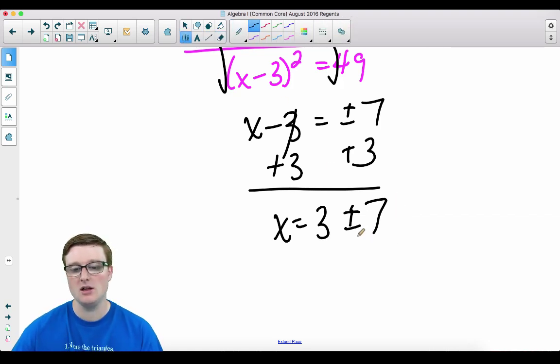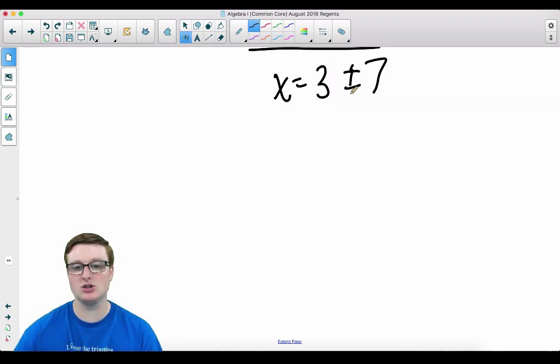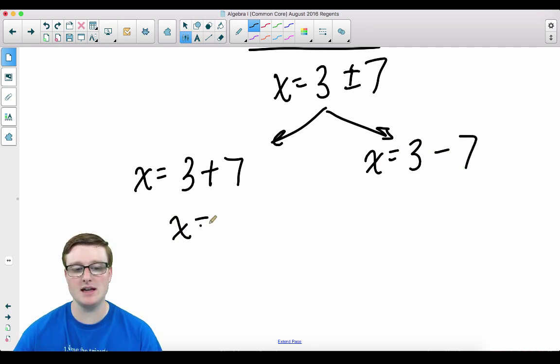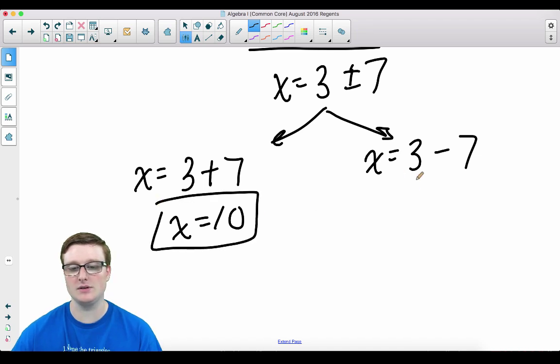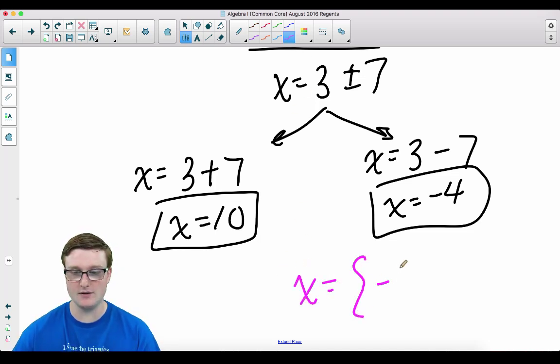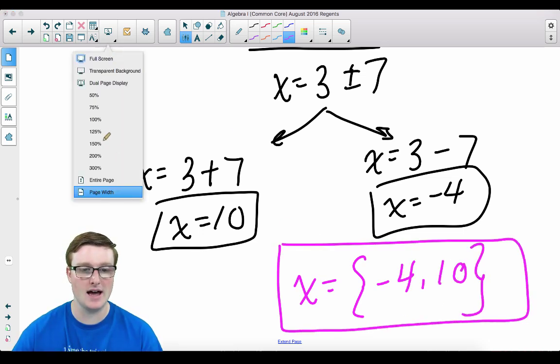Okay, so now there are two answers that result from this equation. We could break this down, and this becomes x is equal to 3 plus 7, and this becomes x is equal to 3 minus 7. So 3 plus 7, that's just going to be x equals 10, and this over here is going to be x is equal to -4. So your x values, or your answers, that's x is equal to the set of -4 and 10. And that, ladies and gentlemen, is how you solve that problem.